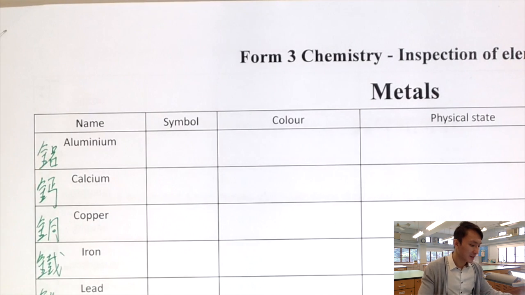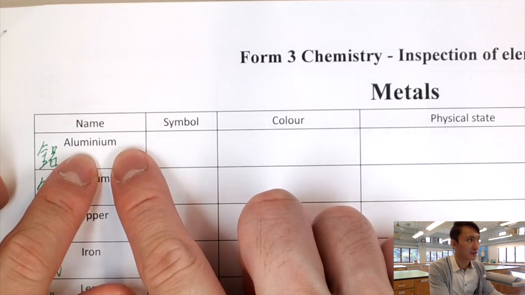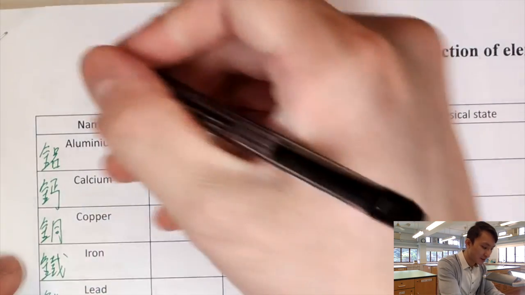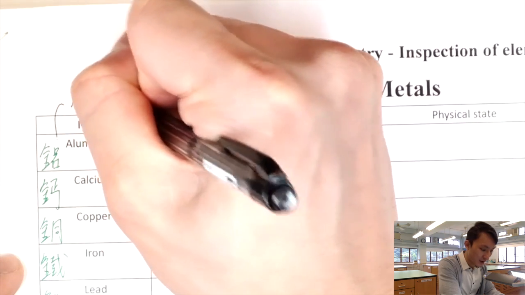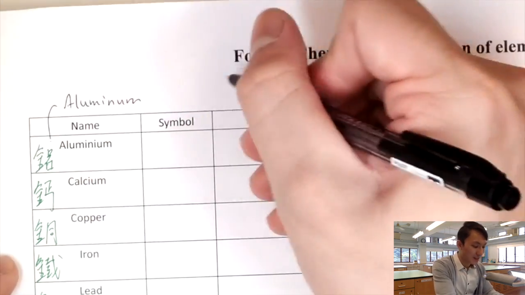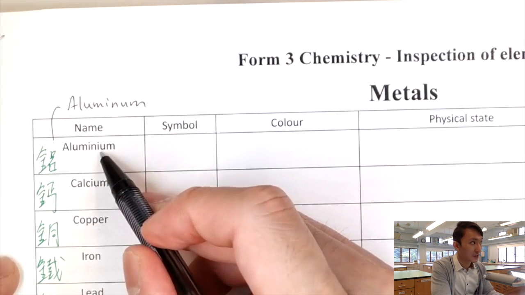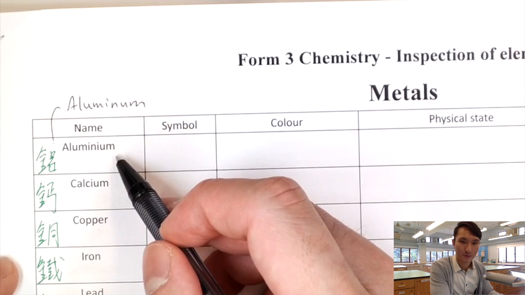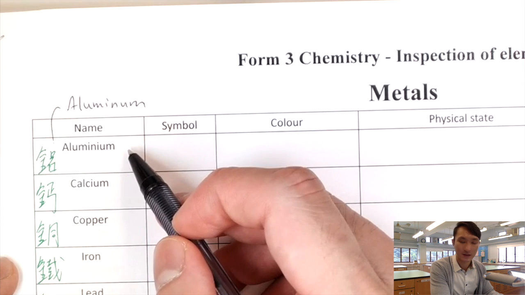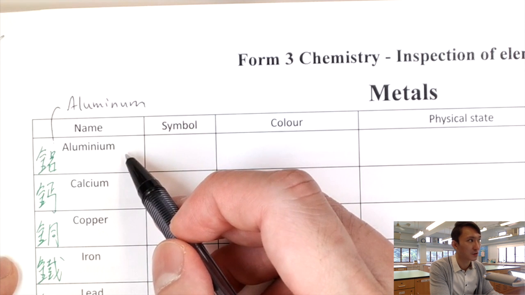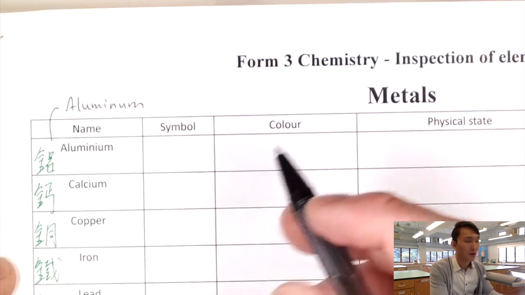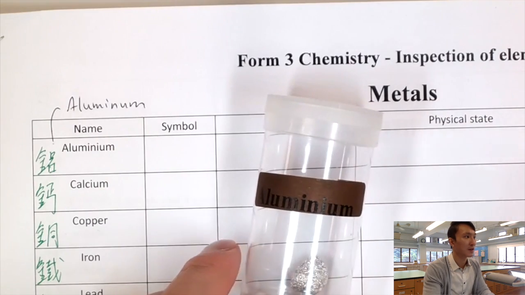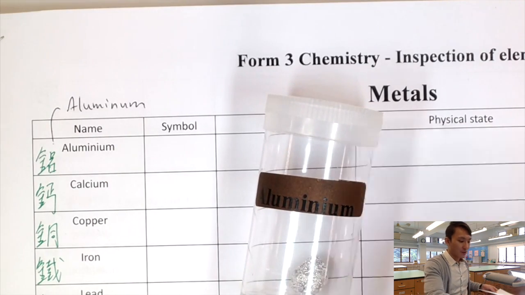Now, this one is aluminium, and this is the British spelling. In American spelling, you can put it as aluminum. Basically, you get rid of this I, then you have aluminum. This is American spelling. This is aluminium. This is British spelling. Both are acceptable in DSE, so just find the one that suits you the most. Okay, so aluminium or aluminum would be this one.